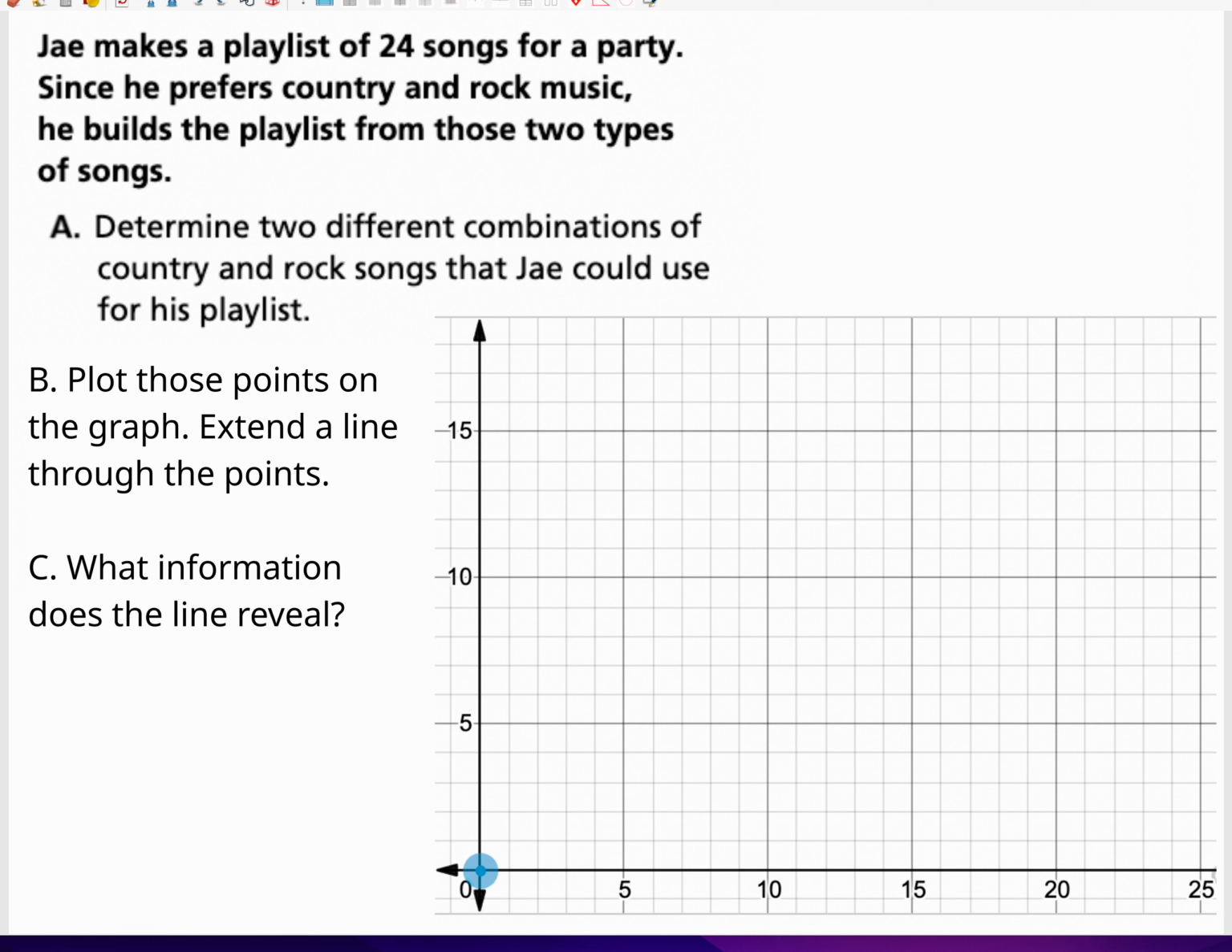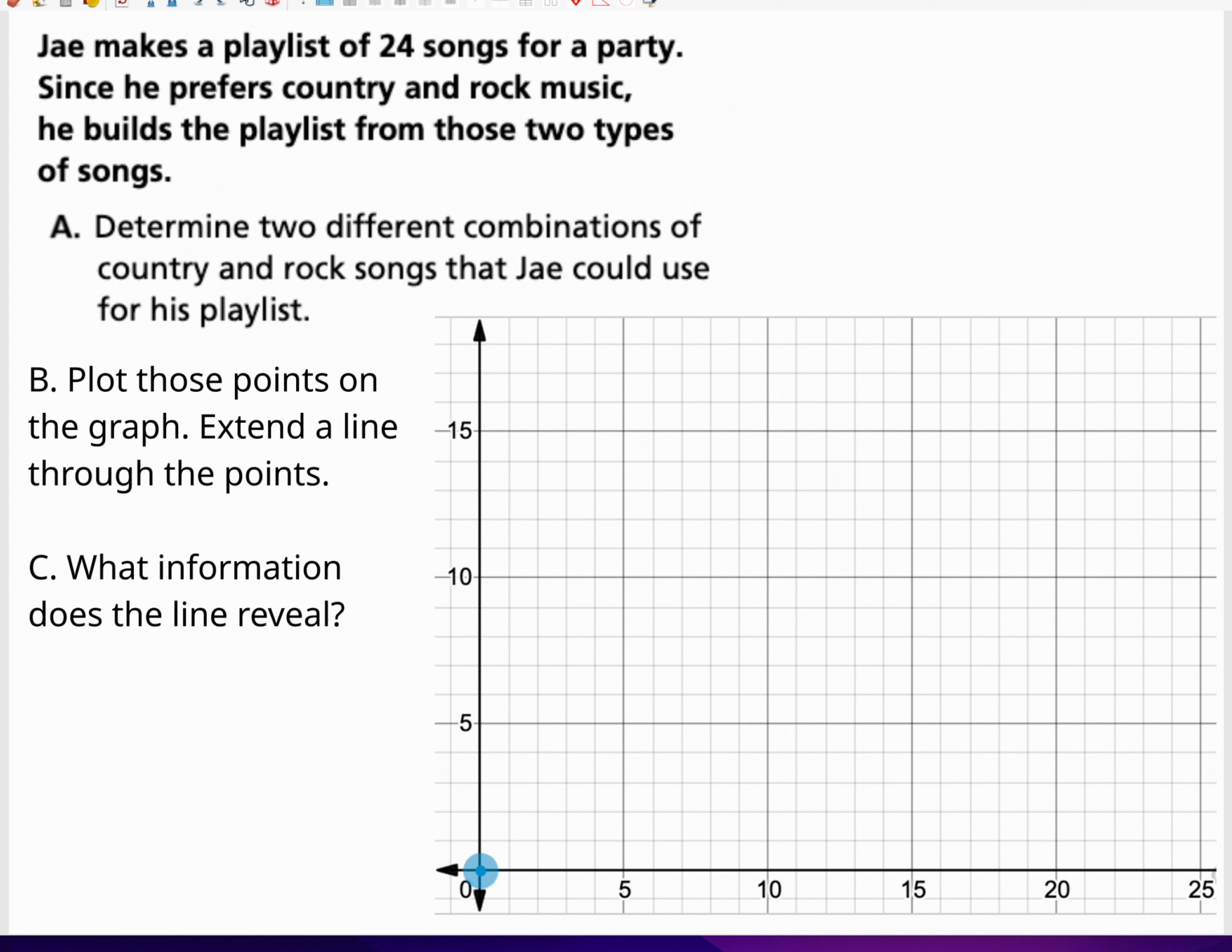Okay. And Rudy? We can just cut rock out of it all and just do country. Just country, 24 country. Okay, we could do that. Levi, or Bennett? She could do 12 rock and 12 country. 12 rock and 12 country. Okay, that would work. That's very balanced.